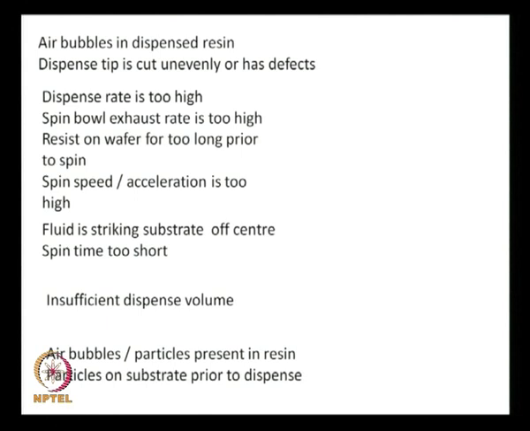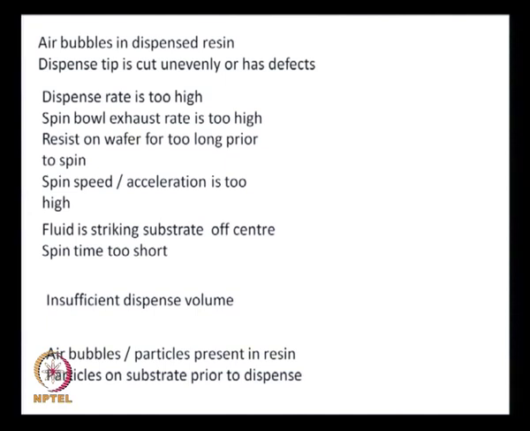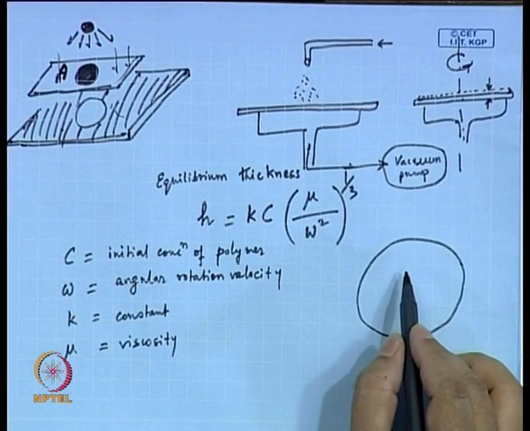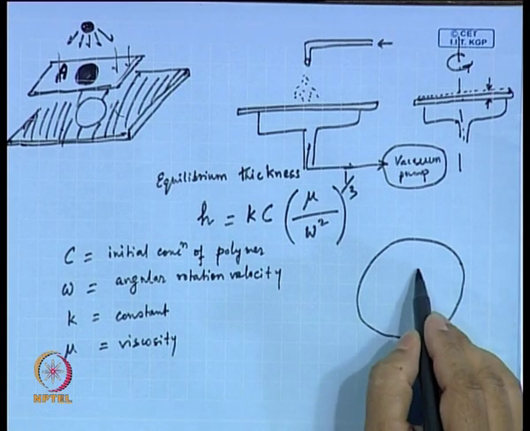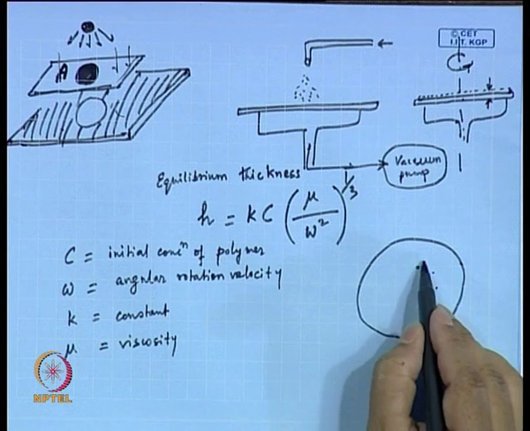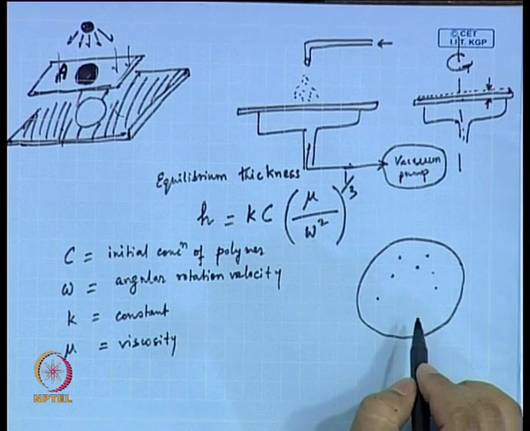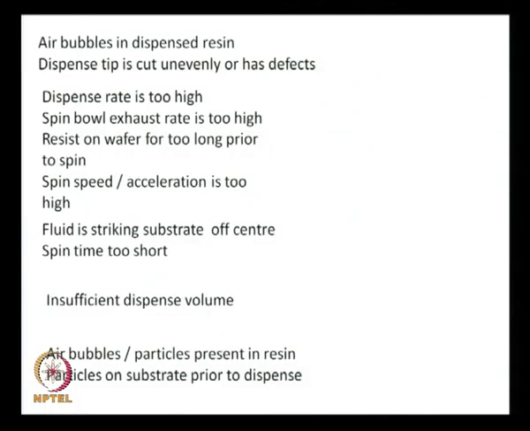Now, there are various reasons because of which the spinning process can get into trouble. One is that air bubbles can come in the dispensed resin if the dispense tip is cut unevenly or has defects. Air bubbles mean that if this is the wafer, and you are expecting a uniform coating everywhere, what you end up with is small bubbles here and there inside the coating. So, the person who is running this has to be careful.